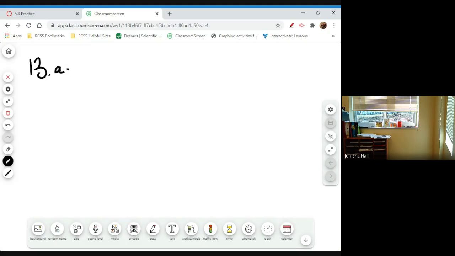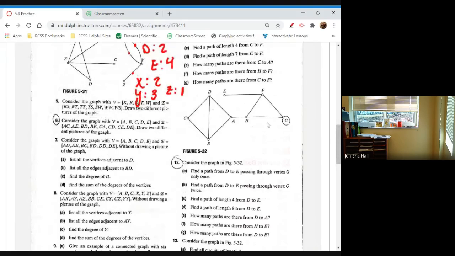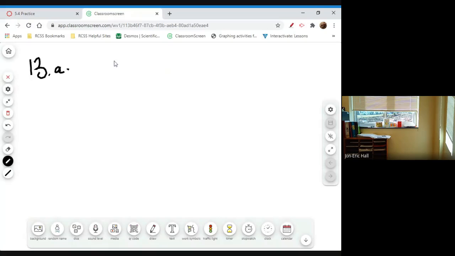But for 13A, consider the graph in figure 532, find a circuit of length 1. So if you're looking at that object from back here, a circuit starts and ends at the same spot. The only way you can have a circuit of degree or length 1 is a loop. So GG would be that answer, G to G.